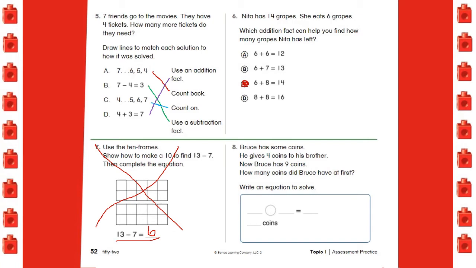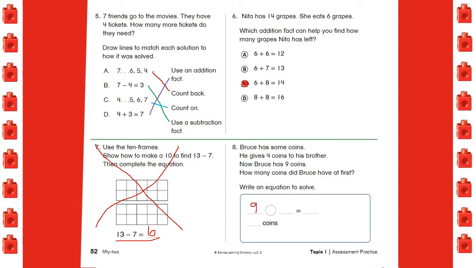Number 8. Bruce has some coins. He gives 4 coins to his brother. Now Bruce has 9 coins. How many coins did Bruce have at first? Write an equation to solve. There were many ways to solve this, but one way that you could have done would have been this.